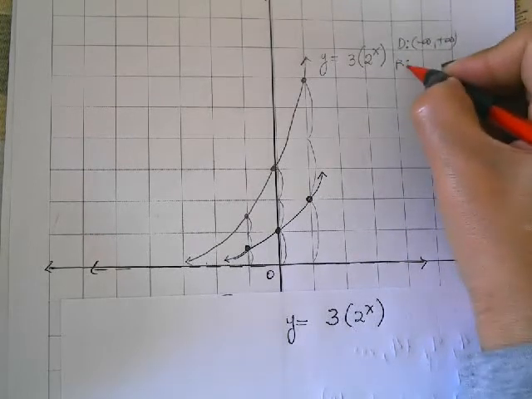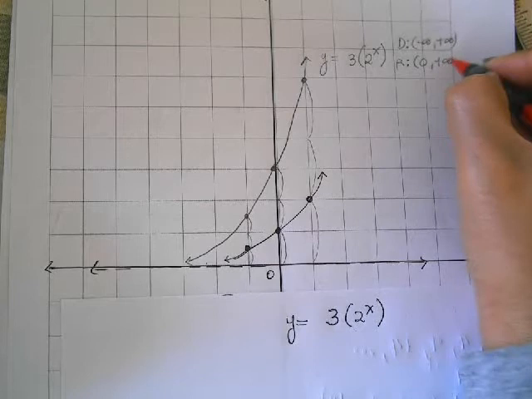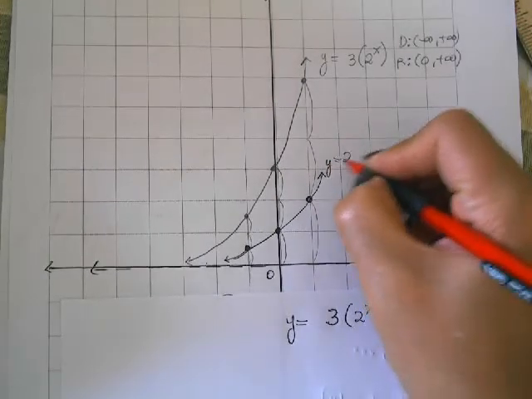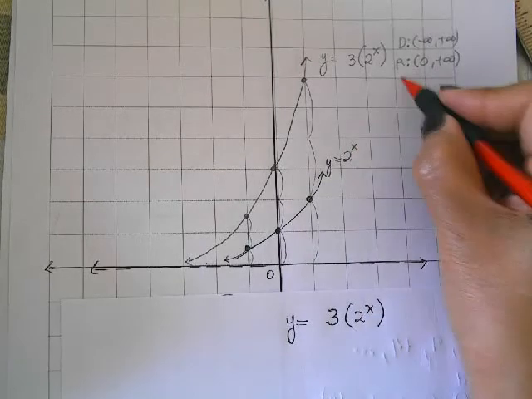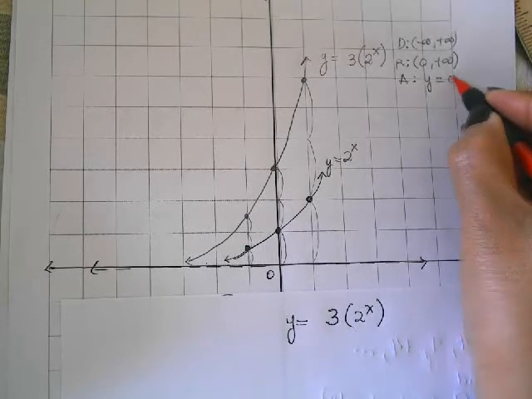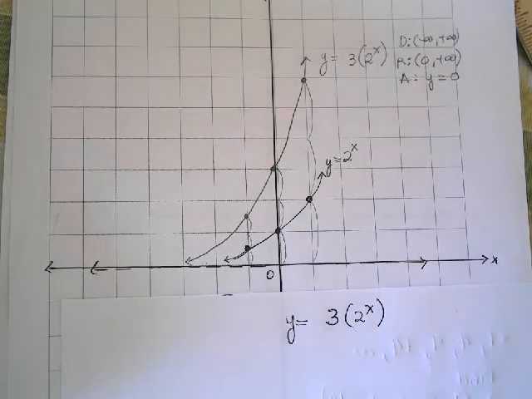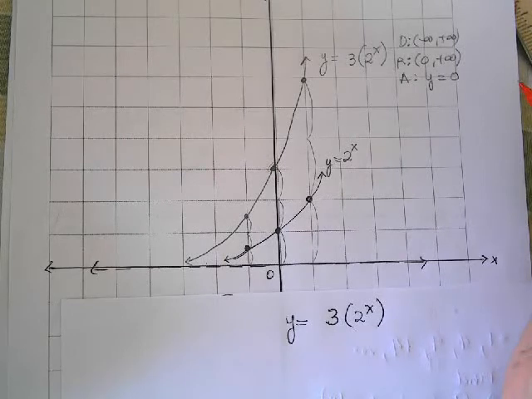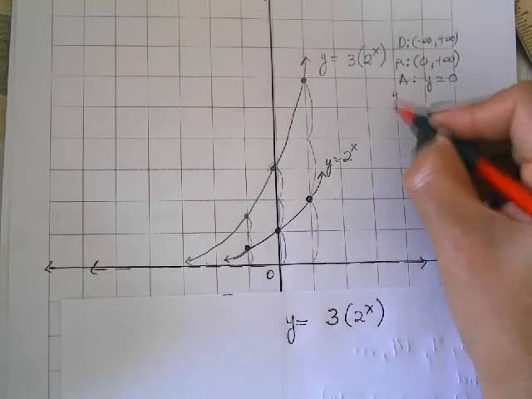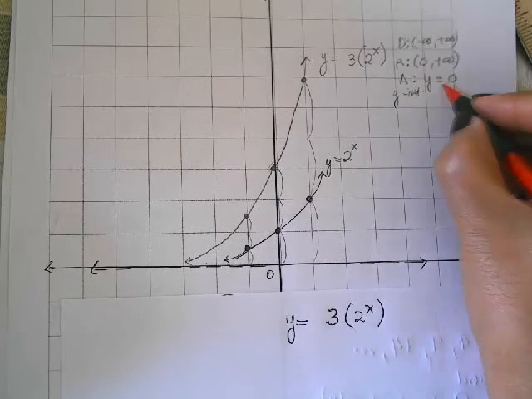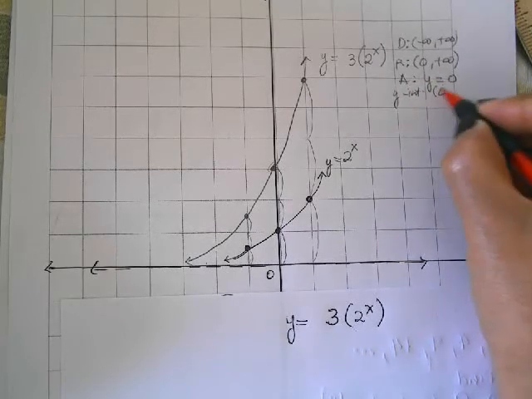Range will be the same, 0 to positive infinity, the same as the parent graph, y equals 2 to the x, and our asymptote is the same, y equals 0. Or maybe we should also get our y-intercept. Y-intercept is 3. You can see that. This is the y-intercept, or we could say (0, 3).